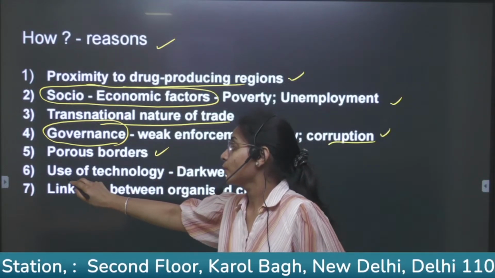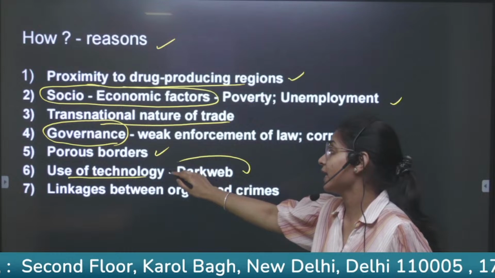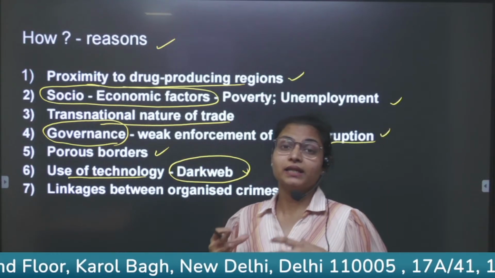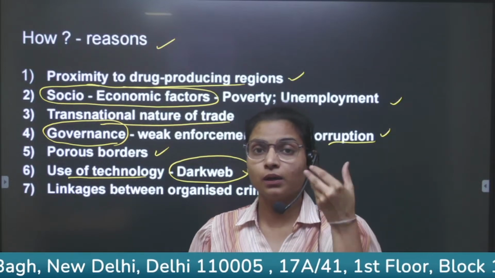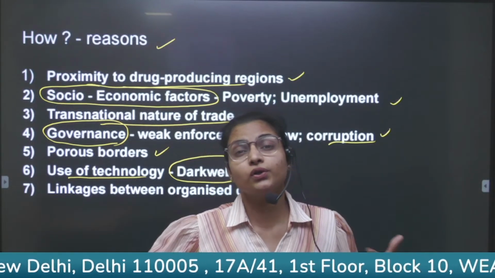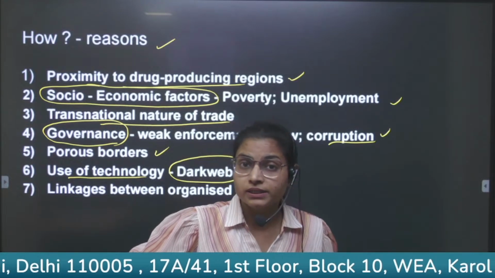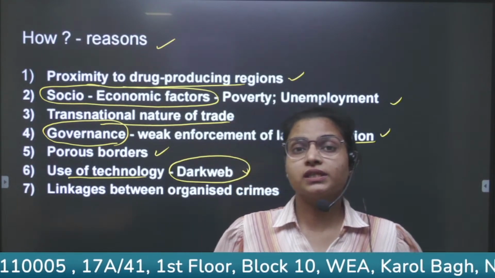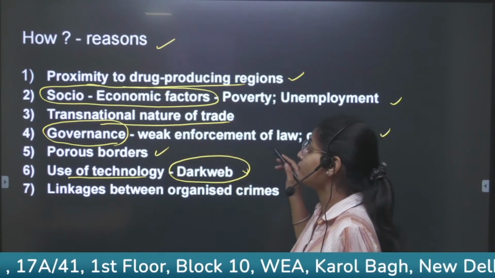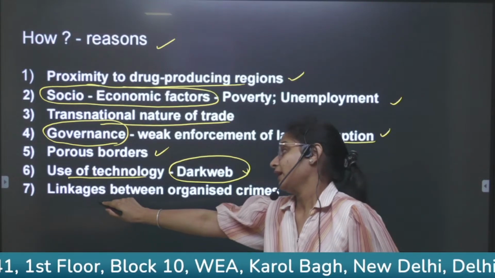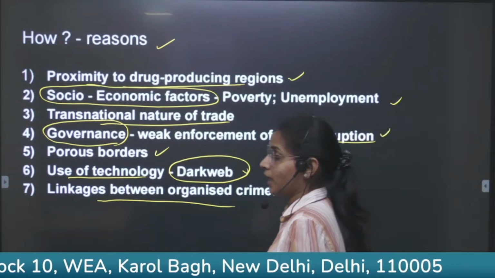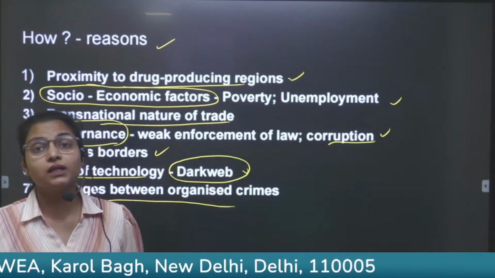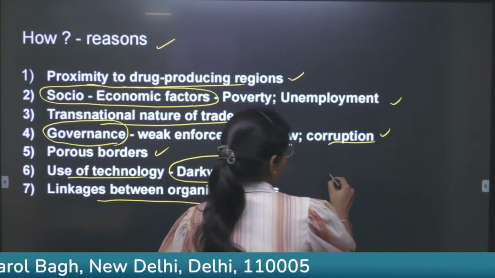Then there is the use of technology: due to the complexity and high-end technology, our police personnel are not trained enough to tackle and use these kinds of technologies. This is why we are not able to track them. And the seventh one is obviously the linkages between organized crimes. That is why it is very difficult to conduct surveillance.